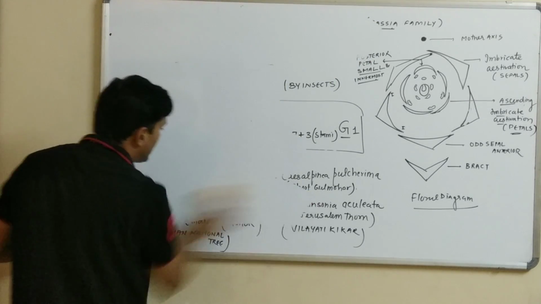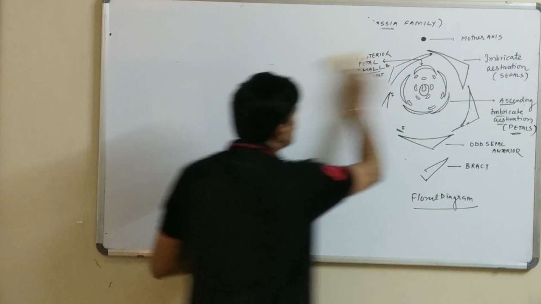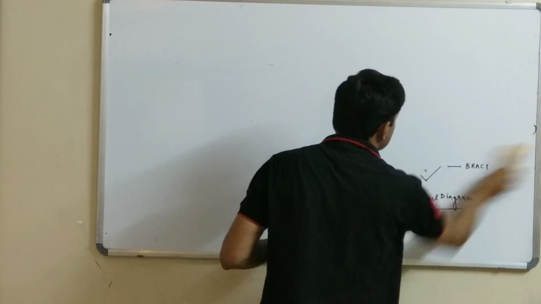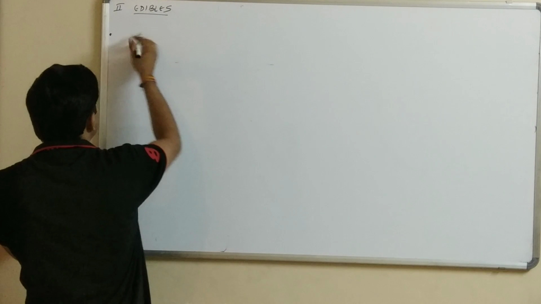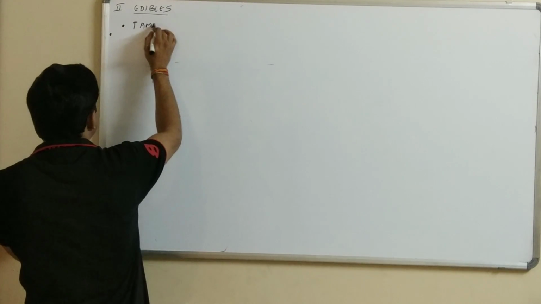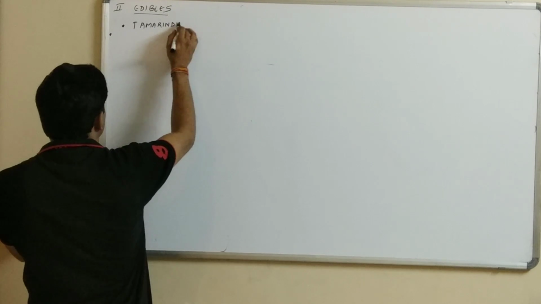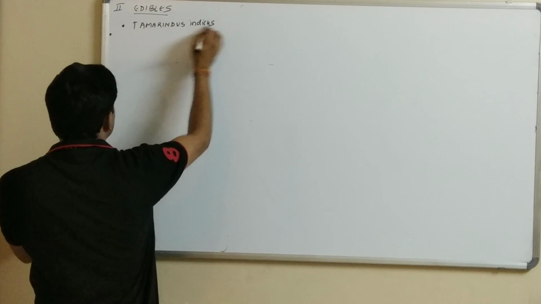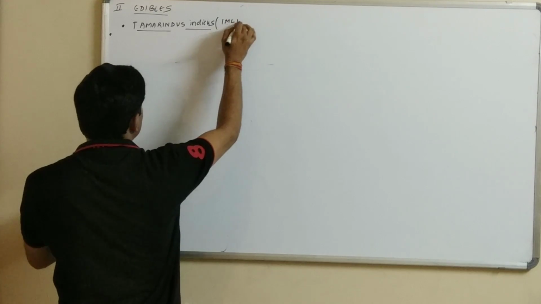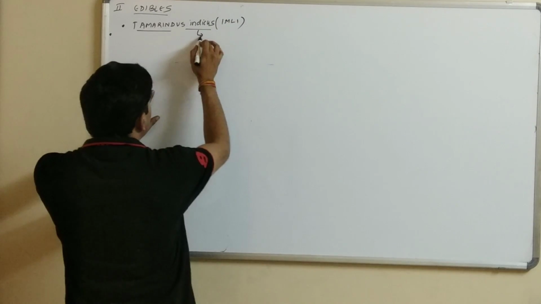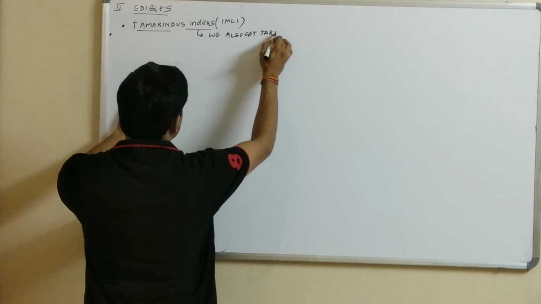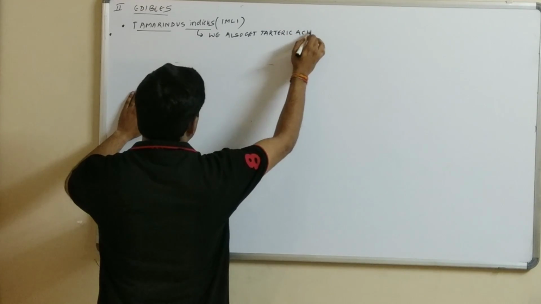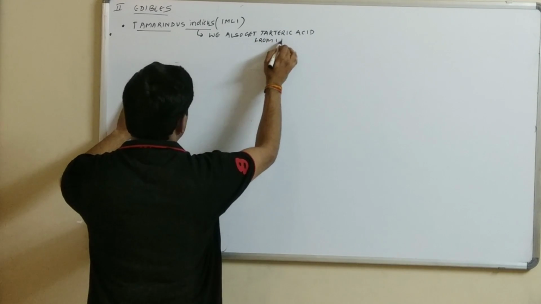Now the second one is that it is also an important source of food, meaning some plants of this family are edible. So we are talking about the edibles which can be eaten. The first one is Tamarindus indica, which is also called Imli. It is edible, and we also get tartaric acid from it.